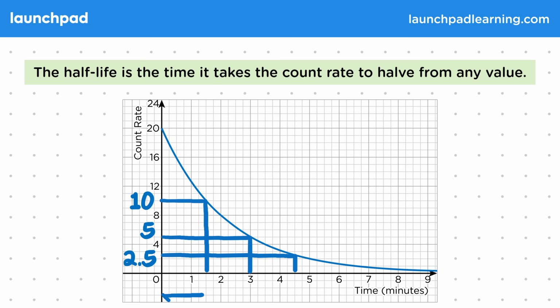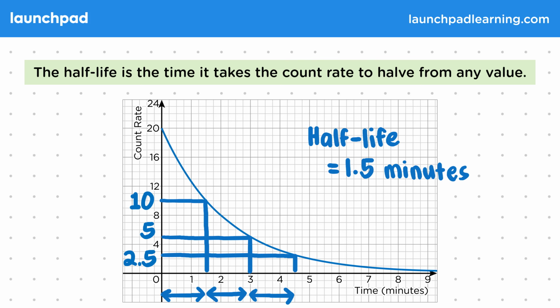So as we can see from these time intervals, the half-life of the sample, the time it will take any count rate to halve, will be 1.5 minutes. For your exams, make sure you're confident calculating half-lives from this type of graph. At GCSE, you won't be expected to calculate half-lives from any other type of data.